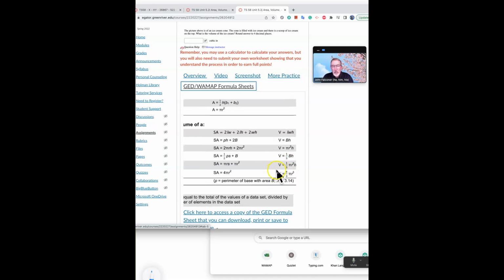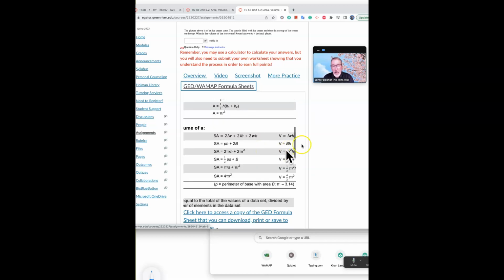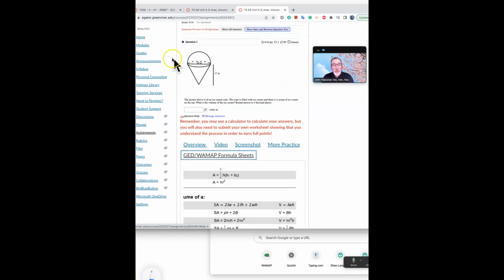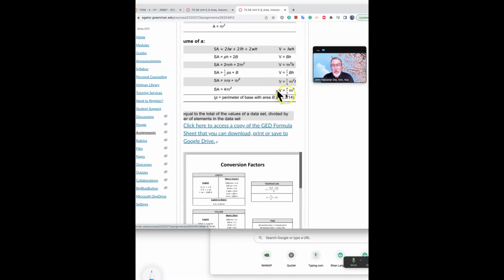For the cone, it's 1/3 pi r squared times h. So 1/3 of the equivalent cylinder using those same dimensions. And the volume of a sphere, a whole sphere, and in this case we've got just half a sphere, a hemisphere. So we're going to take half of whatever value we derive from this formula. And that formula here is 4/3 pi r cubed.